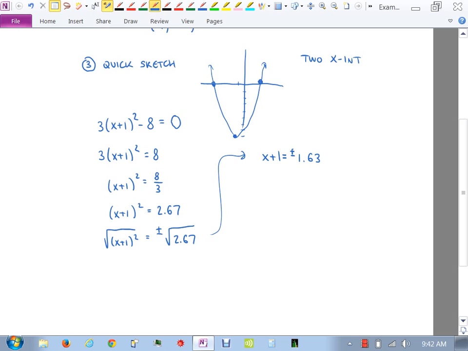And now, to get x by itself, you subtract 1. So I'm going to have 1 plus or minus 1.63, and then I'm going to subtract 1 from that. That means I have to do both the positive and the negative, right? So I'll do the positive here. I'll do the negative here. If I make that a positive 1.63 and I take away 1, I get 0.63. If I take negative 1.63 and take away 1, I get negative 2.63. Do you all agree? Okay. These are our x-intercepts, right?